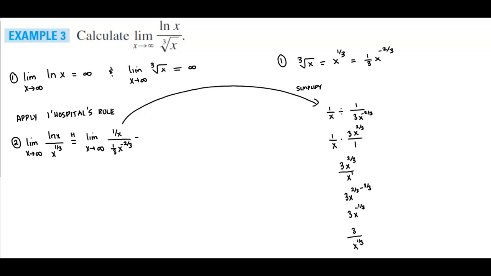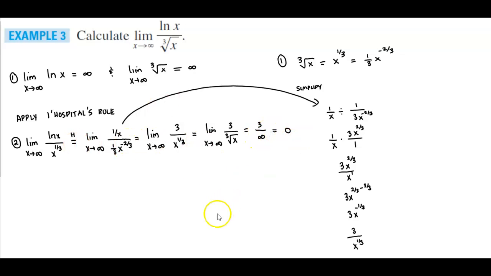So what we end up getting now is the limit as x is approaching infinity of 3 over x to the 1/3. Okay, and then let's go ahead and rewrite that as a radical. So the limit as x approaches infinity of 3 over the cube root of x. So now when we apply that, we end up getting 3 over infinity, which we know is going to equal 0.